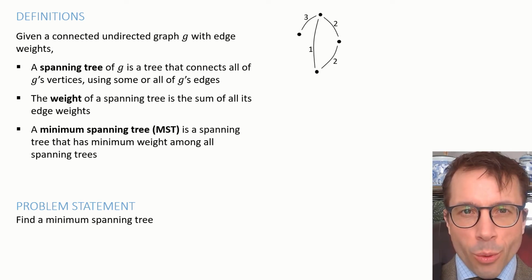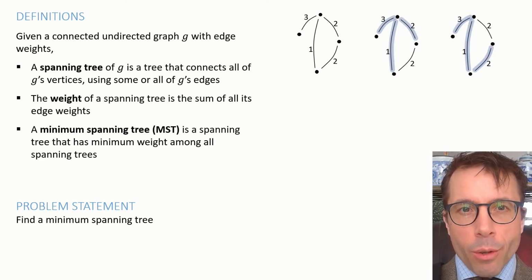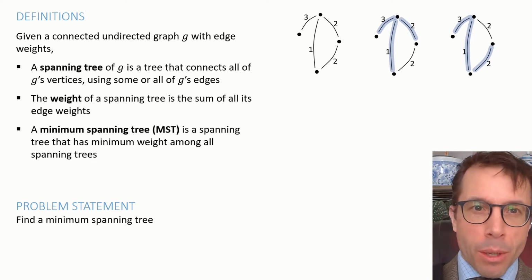First, let's make sure we have the definition straight. Here is a small undirected graph with edge weights. Pause the video, find a minimum spanning tree, and then press play when you've got one. And here are two different minimum spanning trees that you might have found. First remark, obviously there might not be a unique minimum spanning tree. That's why our problem statement asks for a minimum spanning tree rather than the minimum spanning tree.